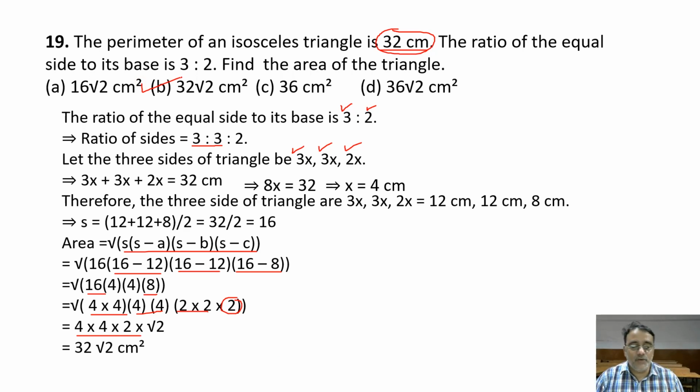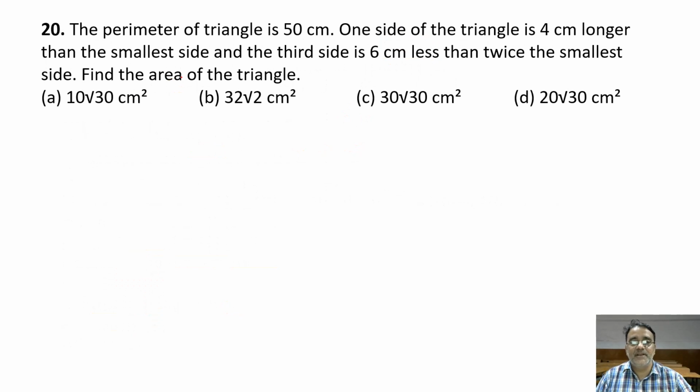Right. So now we are moving toward question number 20. The perimeter of triangle is 50 centimeter. One side of the triangle is 4 centimeter longer than the smallest side, and the third side is 6 centimeter less than twice the smallest side. So and perimeter is given 50.